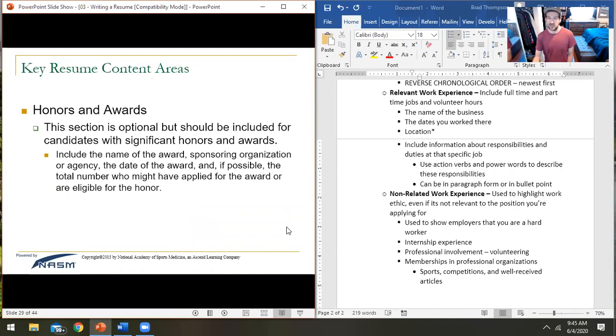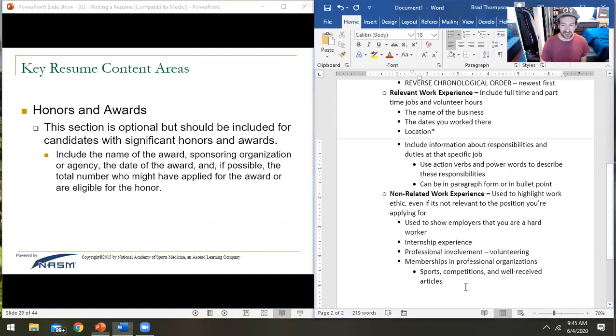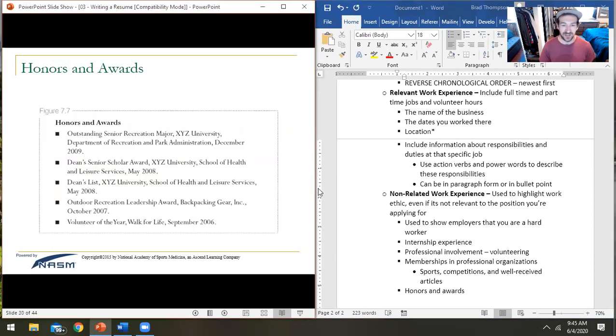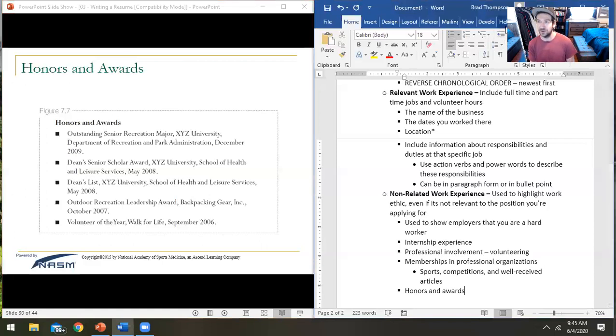Honors and awards, same situation, right? I think that goes under here. That's non-related, but it is somewhat related if you put a lot of effort into it, similar to a job. So it's optional, but if you have anything very significant, you can put that on there. I definitely wouldn't put something like a participation trophy, where it's like when I was in the 3rd grade, I got a soccer trophy. No.